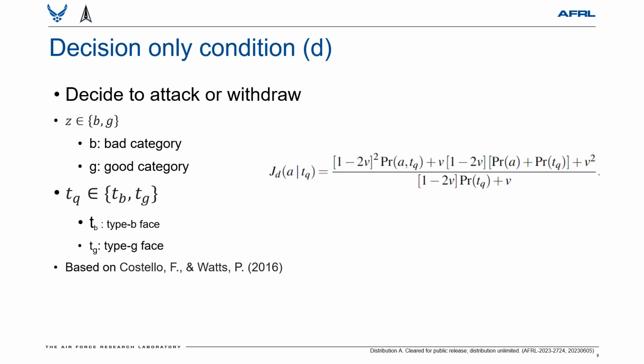In the D condition, participants simply decide whether to attack or withdraw. We will denote a category as Z, which could be B for bad or G for good. We will denote the face type as TQ, which could be TB for a type B face or TG for a type G face. The equation on the right is the probability of attacking given face type TQ according to the PTN. This equation and others that follow are adapted from Costello and Watts 2016.